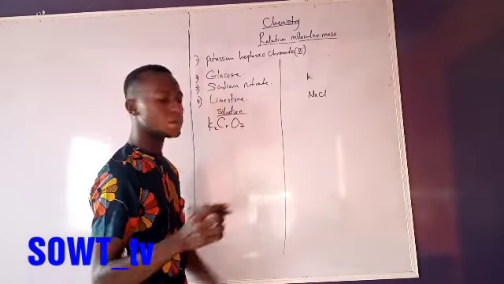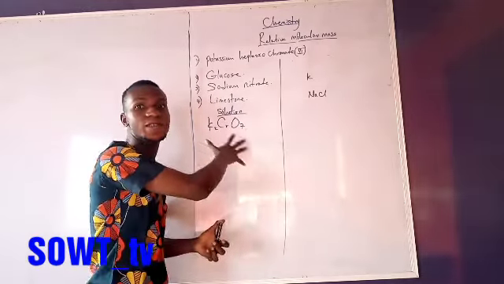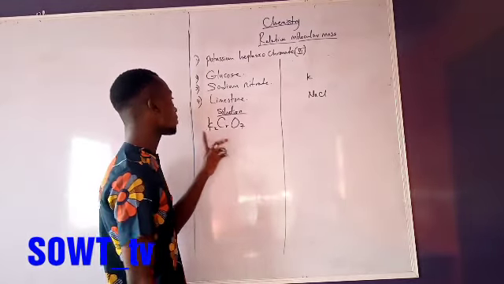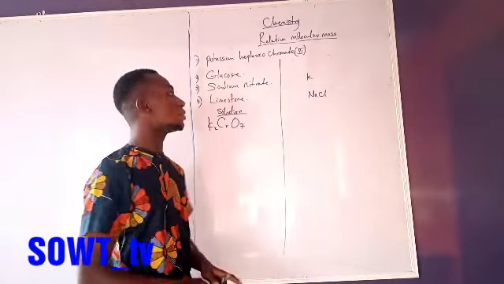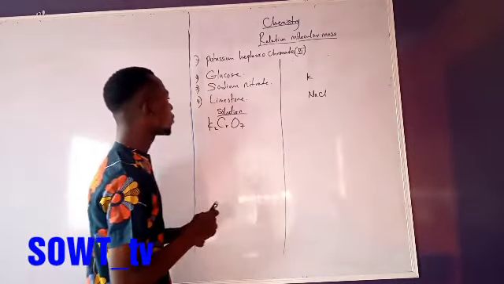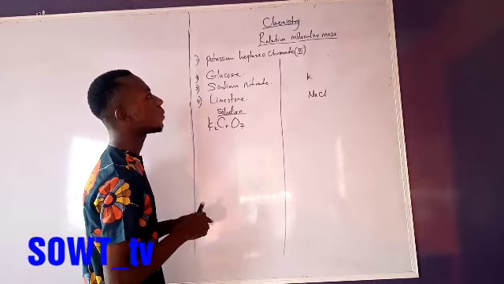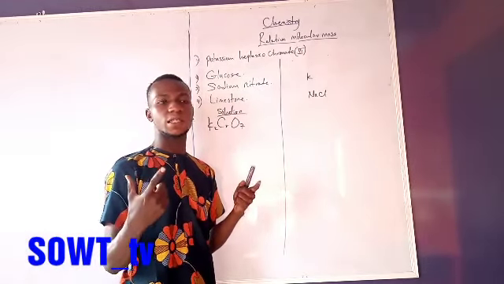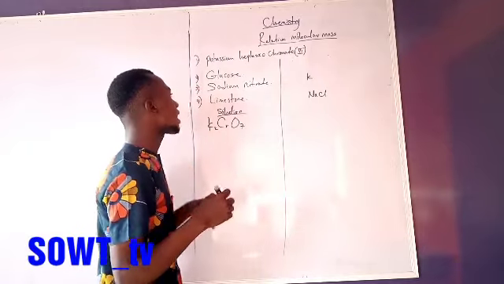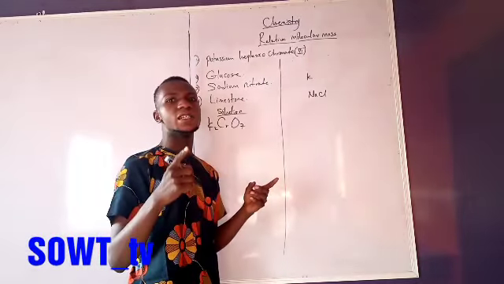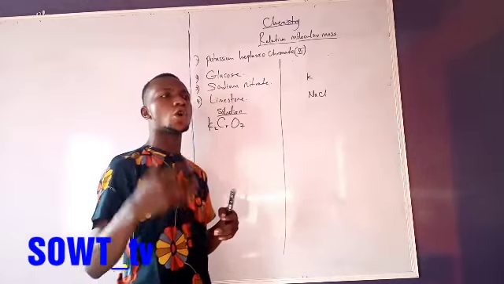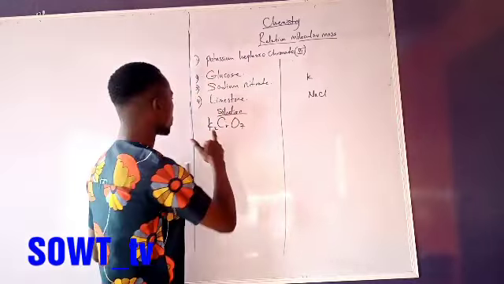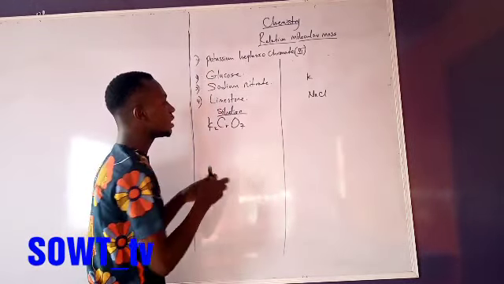K2CrO7. So this is a compound. It's not an element. It is a what? A compound. Potassium heptaoxochromate 6. So from here now, we can calculate our relative molecular mass. Some atomic mass can be gotten by multiplying the atomic number by 2, but some cannot be gotten like that due to isotopes. So we have potassium here, we have chromium, and then we have oxygen.